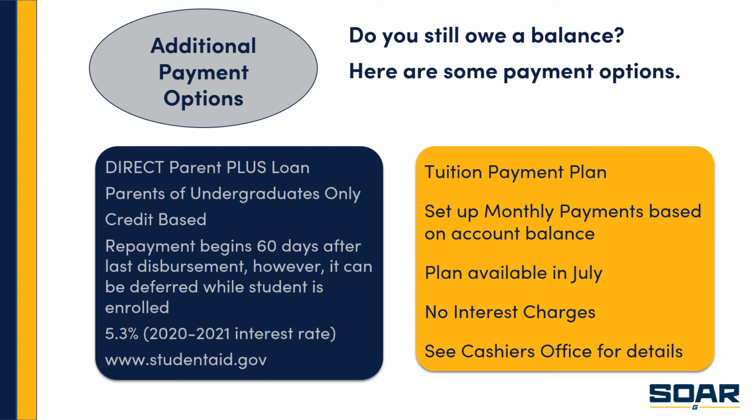Again, because this loan is credit-based, there may be the possibility that it's not approved if the credit history or credit report does not meet the requirements for approval. In that instance, the student is then considered for additional unsubsidized loans. Please go to our website, fia.uncg.edu, to search for loan information on the different types of loans. You can also find that on studentaid.gov.